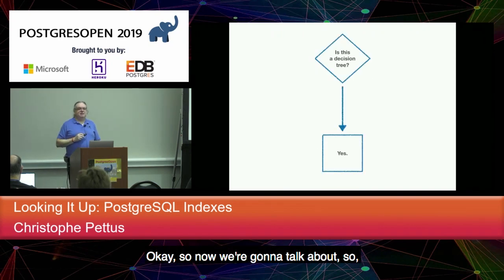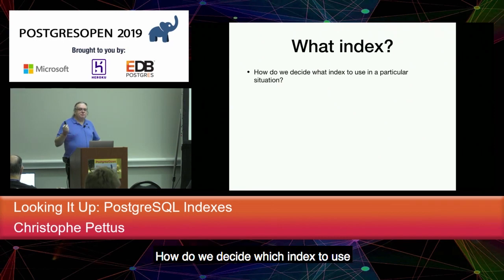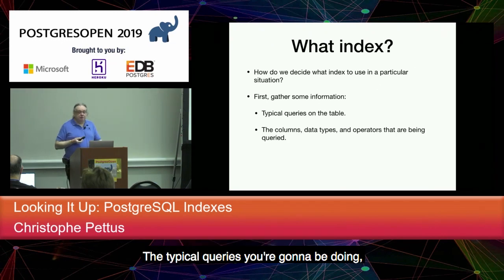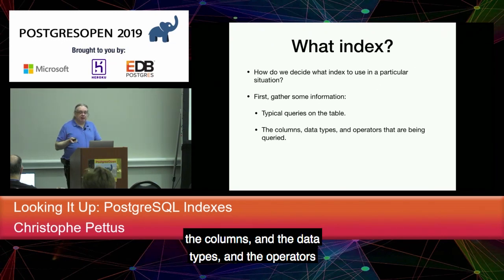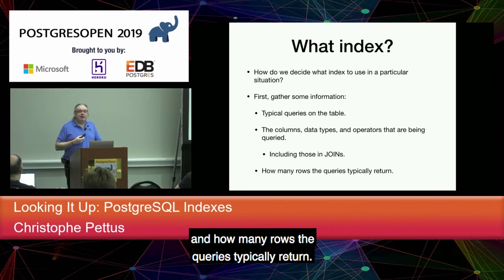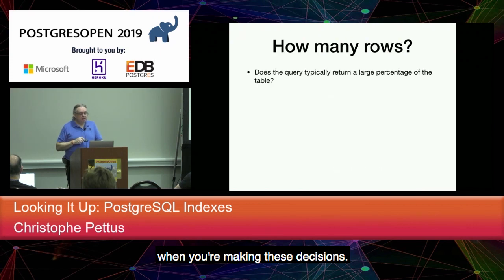Okay, so now we have these zillion indexes. Which one should we possibly use? How do we decide which index to use in a particular situation? First, gather some information about the situation: the typical queries you're going to be doing, the columns and the data types and the operators that you're using in these queries, including joins, and how many rows the queries typically return. So have that in your head when you're making these decisions.